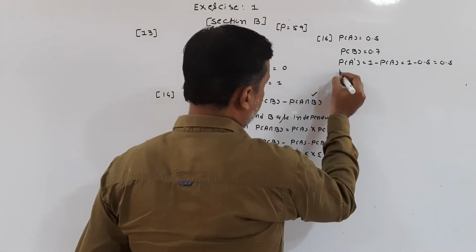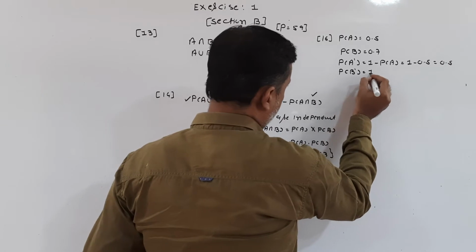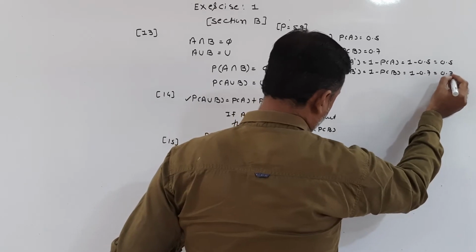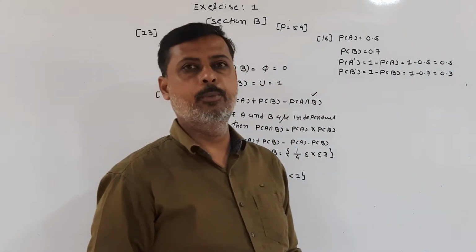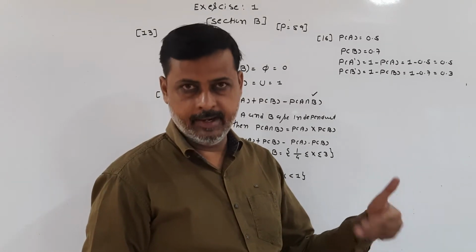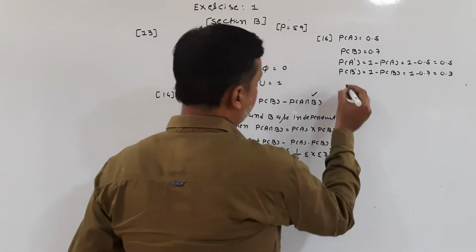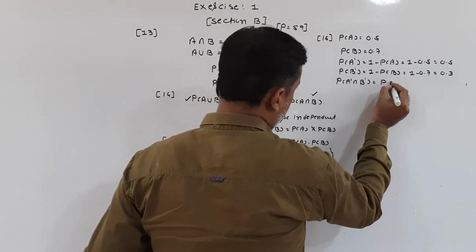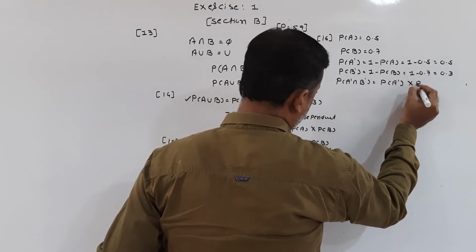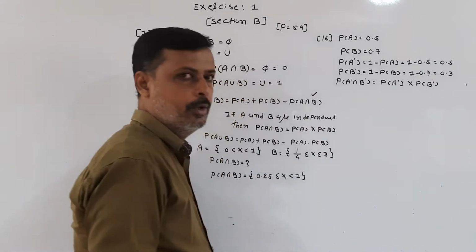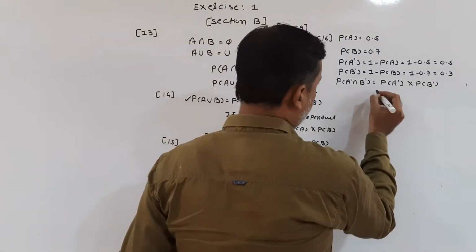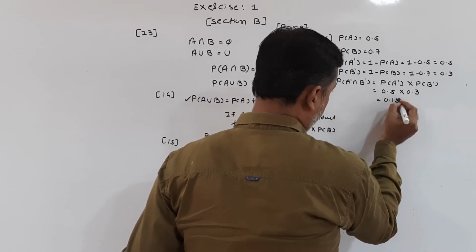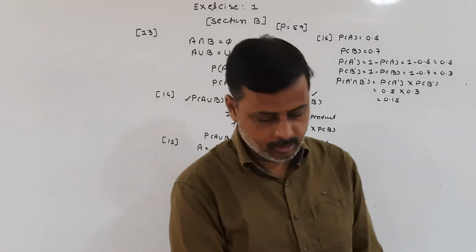B dash means 1 minus P of B, 1 minus 0.7, that is 0.3, and we have to find A dash intersection B dash. So A dash intersection B dash is equal to P of A dash into P of B dash, 0.5 into 0.3, so that is 0.15.